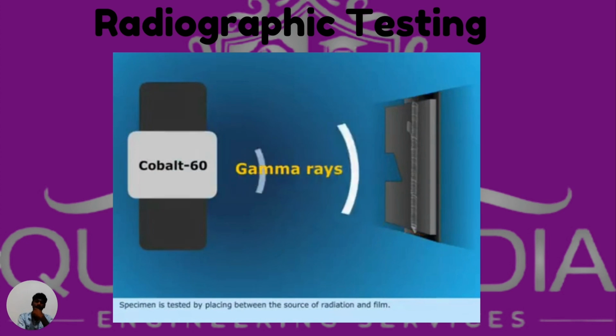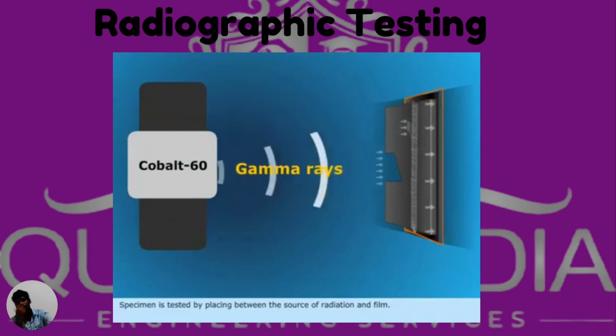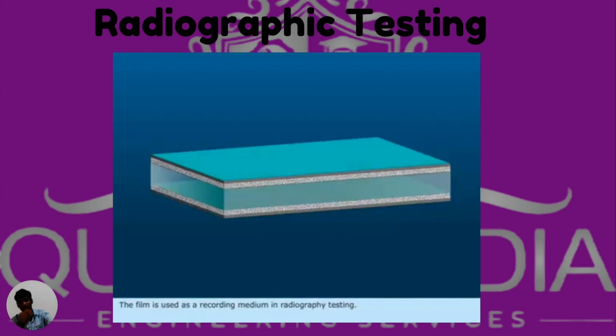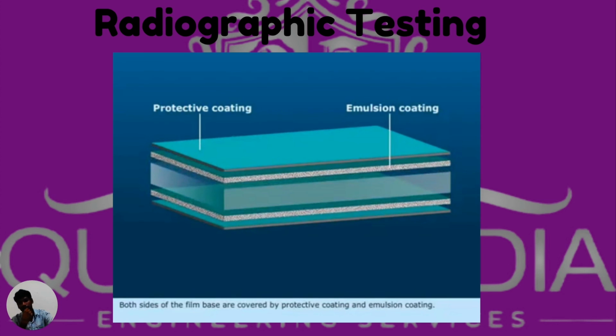The specimen is tested by placing it between the source of radiation and the film. The film is used as a recording medium in radiography testing. Both sides of the film base are covered by a protective coating and an emulsion coating. The base is made of polyester and provides a transparent medium.